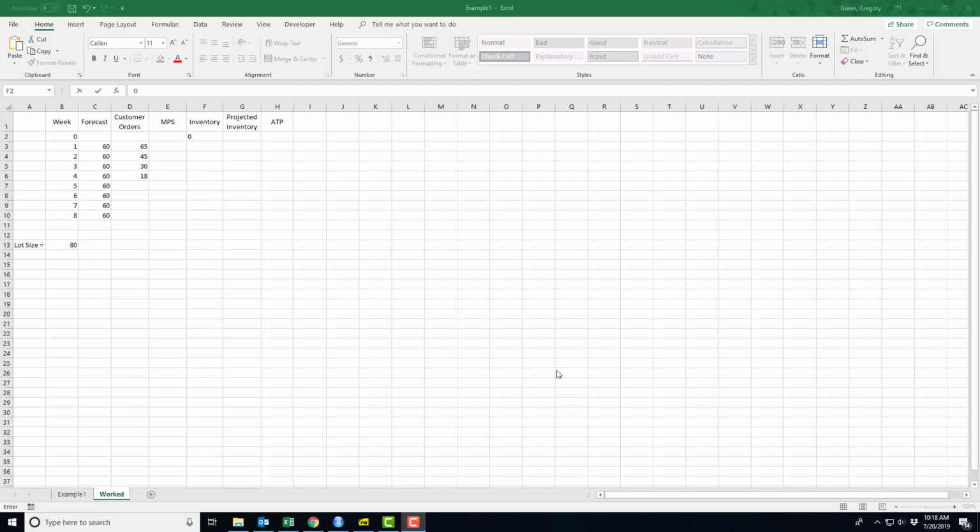Hey, in this example, I want to go through how to calculate this MPS. I keep wanting to say marginal propensity to save because I'm an economist. So let me go back and get the master production schedule. There, that sounds a little better.